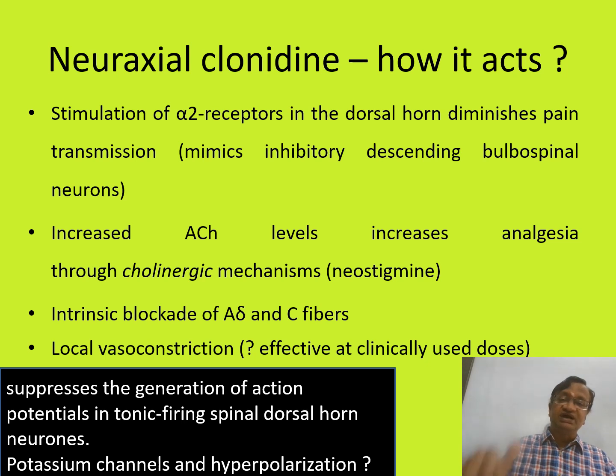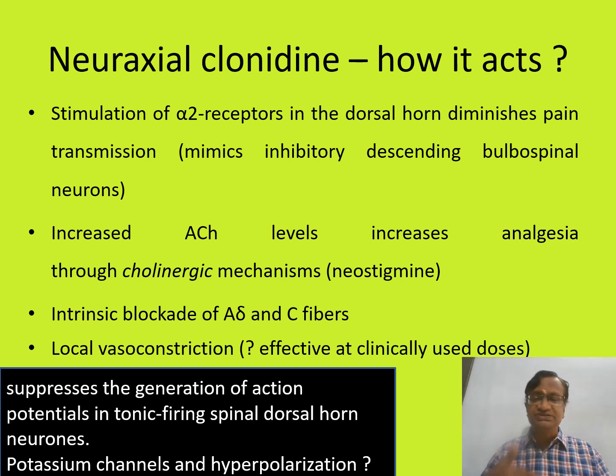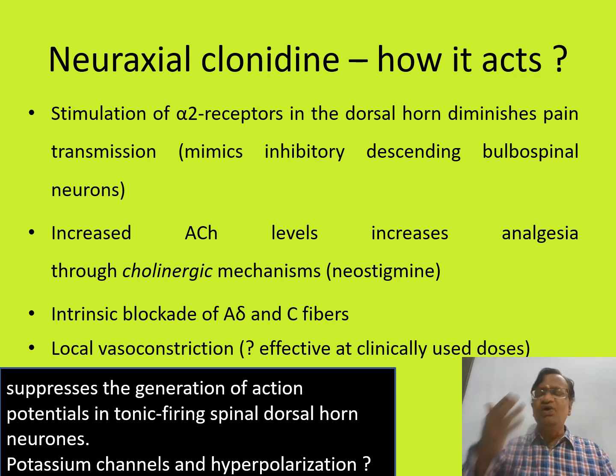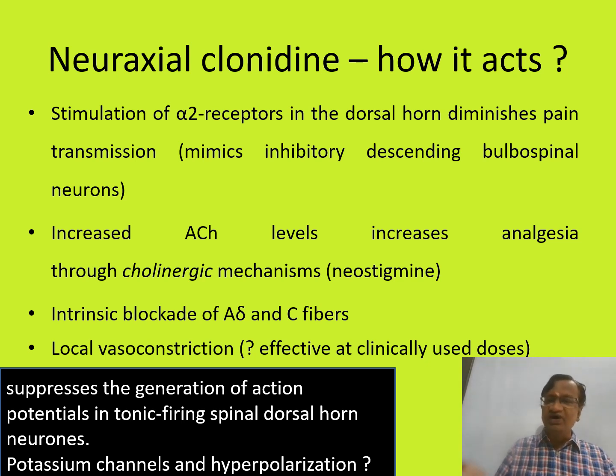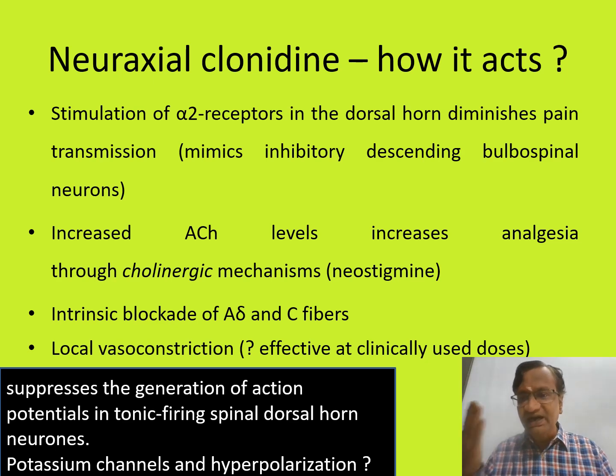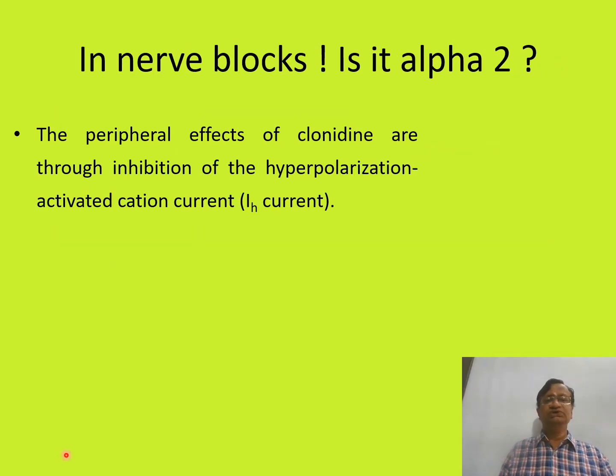There may be some alpha 2 receptors in the dorsal horn also. The analgesic action may also be due to potassium channels, interaction with opioids, neostigmine-like action, or the locus coeruleus. All these things may be there. So BP fall, sedation, bradycardia, analgesia. The peripheral effects are due to inhibition.